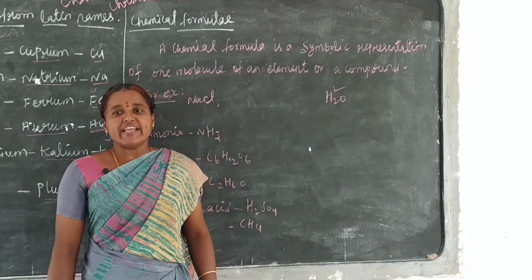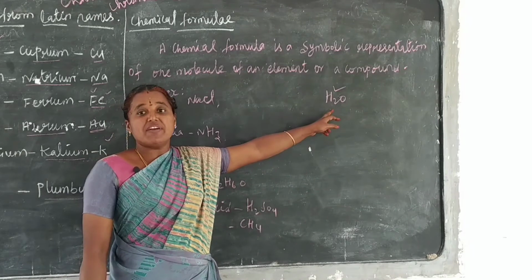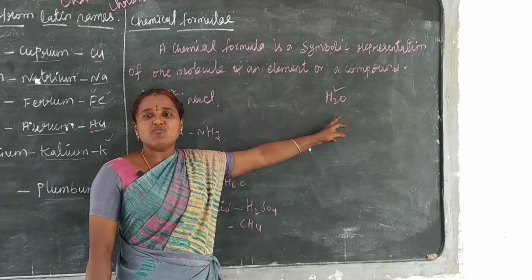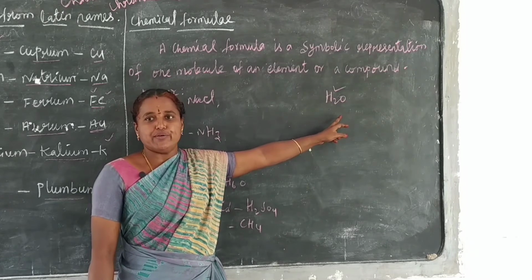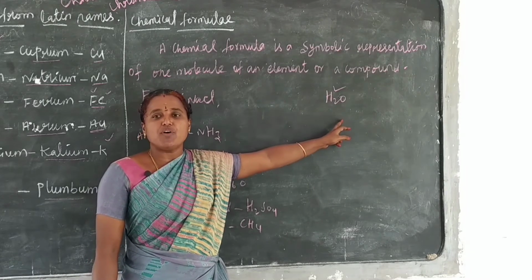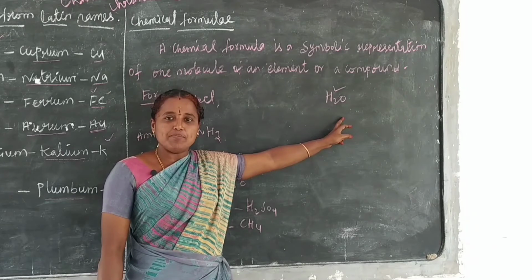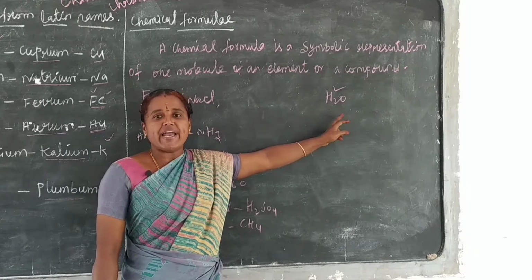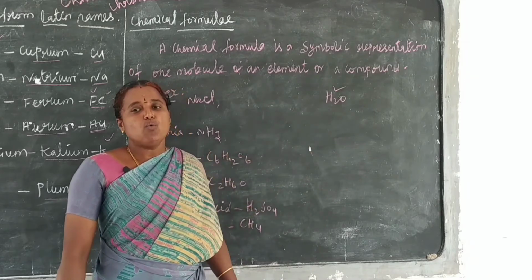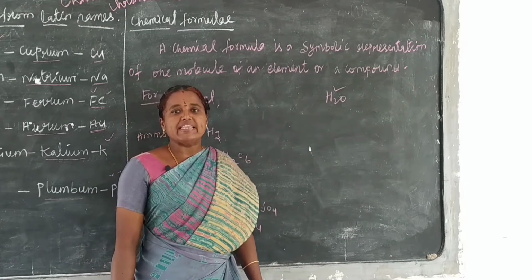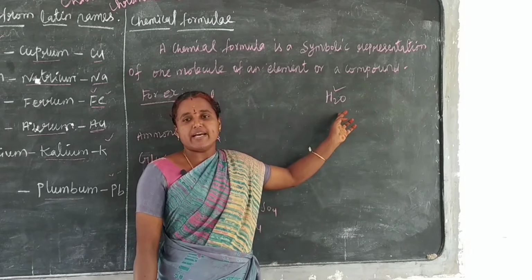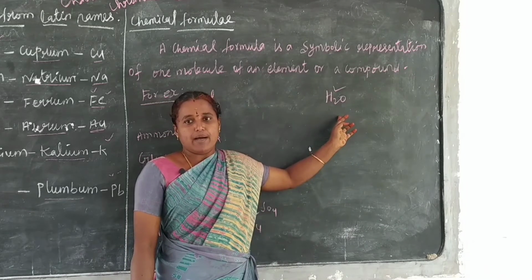Often we hear that water is H2O. This is the chemical formula for the water molecule. This means that each molecule of water has 2 hydrogen atoms and 1 oxygen atom.